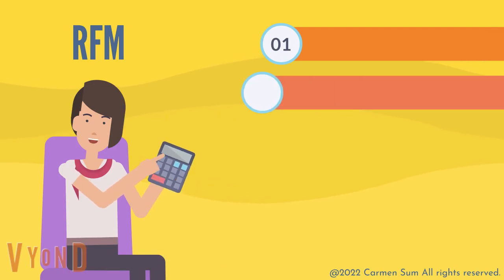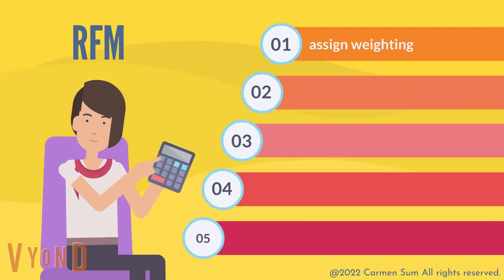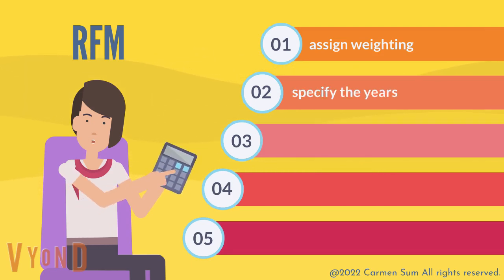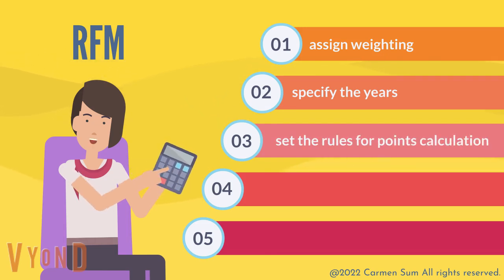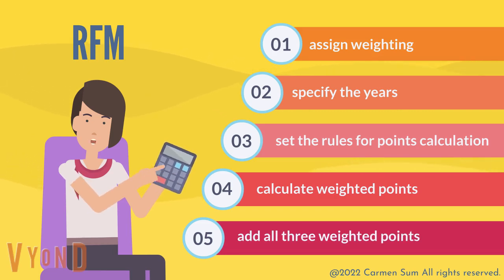When calculating RFM, marketers have to first assign weighting for R, F, and M respectively. Then, specify the number of years that the data will be used. Third, set the rules for points calculation, including the maximum points. Fourth, calculate the weighted scores for R, F, and M respectively. Finally, add all weighted points as the total weighted score for RFM value.